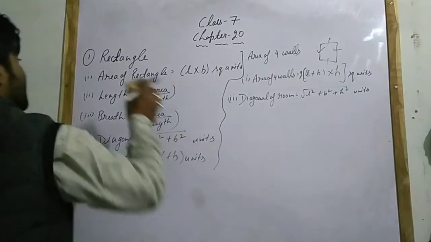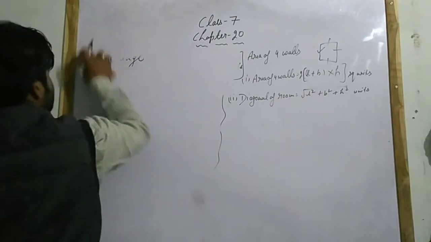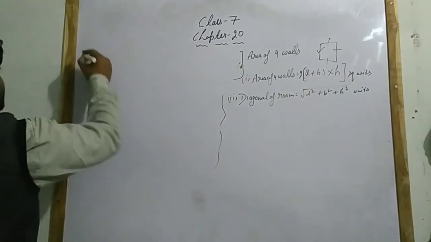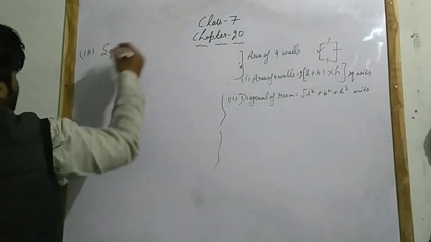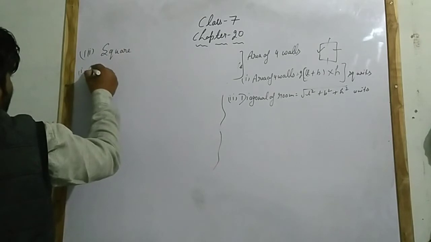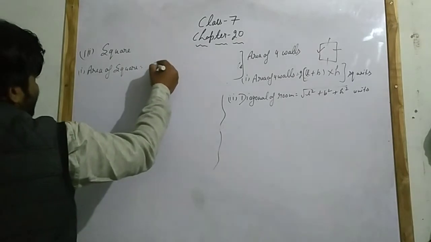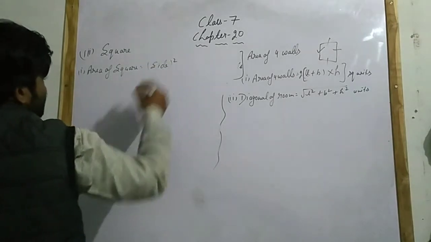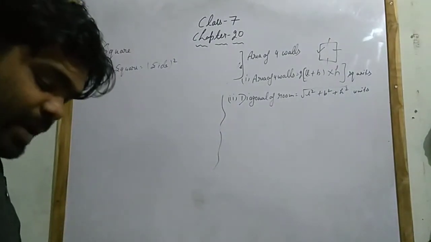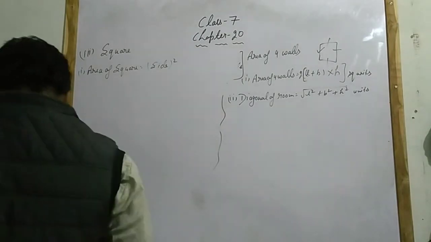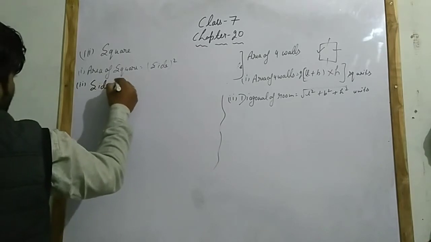Now the third one is your square. First we have to write the formula of area of square. Area of square is side square. Okay, area of square will be side square. Then the second is side of square.